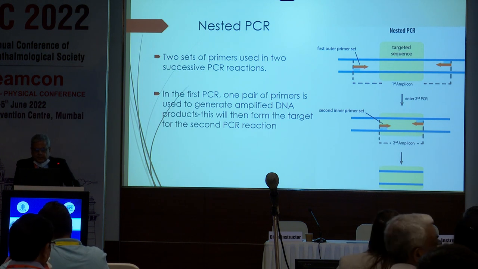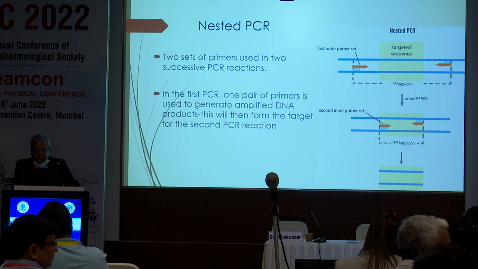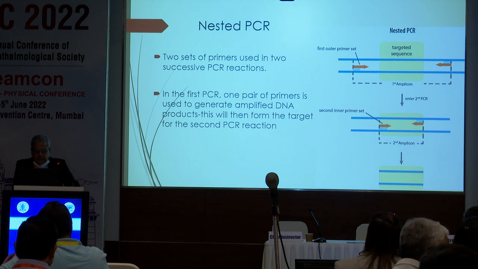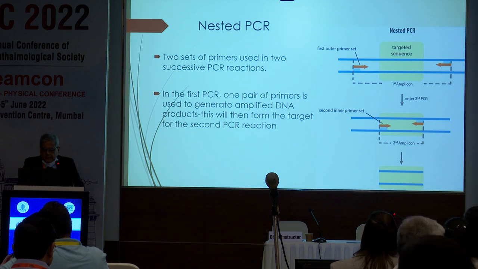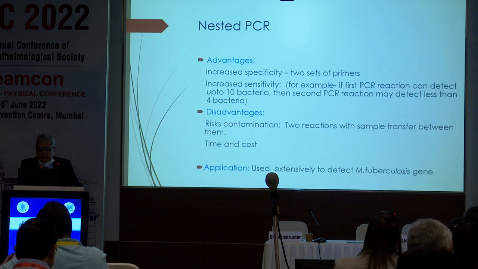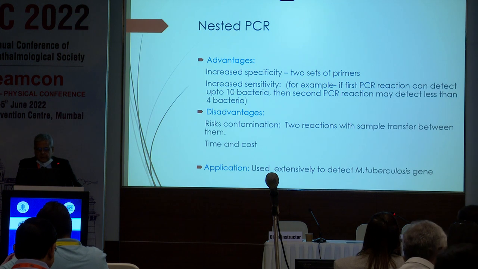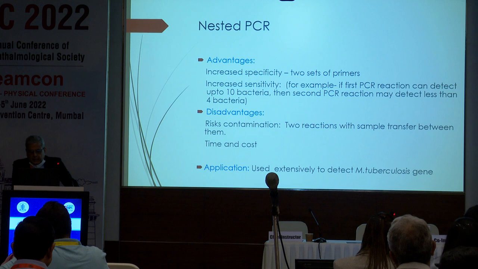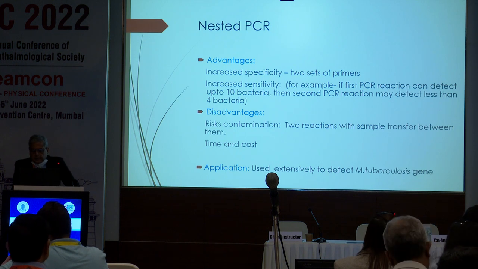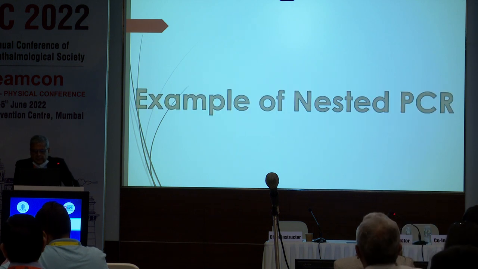In the first PCR, one pair of primers is used to generate an amplified DNA product. This then forms the target for the second PCR reaction. The advantage is increased specificity and increased sensitivity. The disadvantage is the risk of contamination. It is used extensively to detect the Mycobacterium tuberculosis gene.